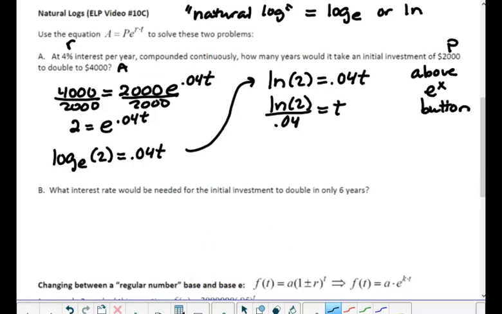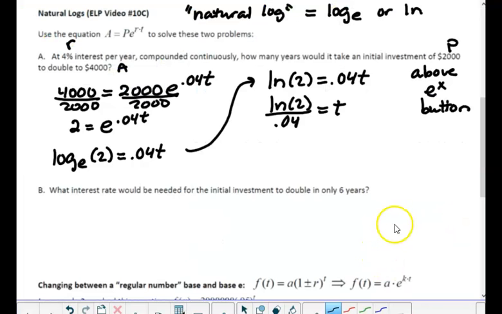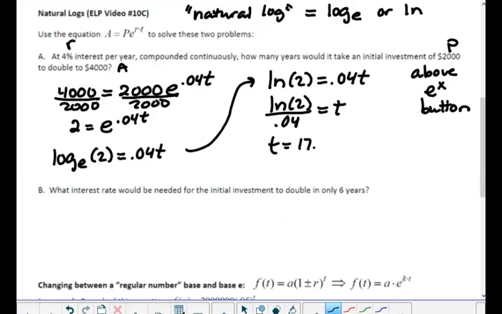So let's do this on the calculator. So there's my e to the x button over here. So natural log of 2 divided by 0.04. So this tells me it would take about 17.3 years for me to double my money from $2,000 to $4,000.